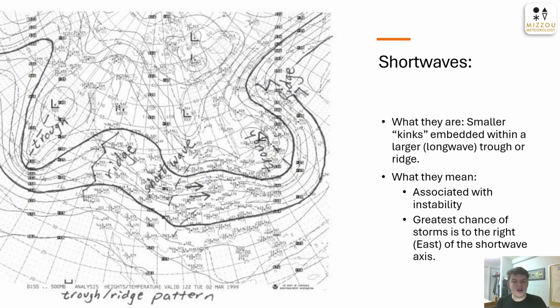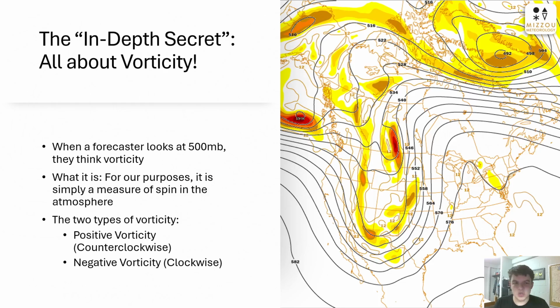So if you have a shortwave trough like the one on this map near the center of your screen, usually ahead of those you're going to have instability, and that'll be the greatest chance for storms in the Midwest, especially in the spring and summer months. So your best storm chance is going to be to the east of a shortwave. So then we break it down in a little more detail.